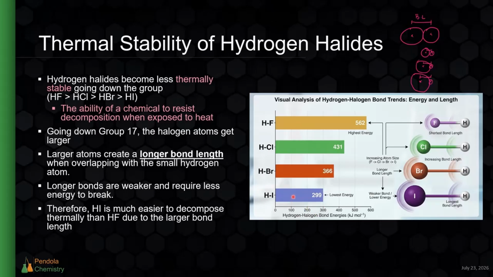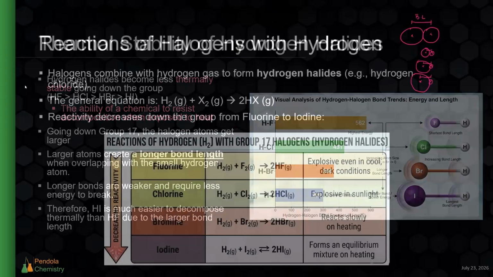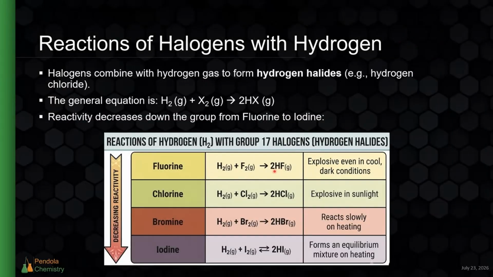As we go down the group, the atom of the halogen gets larger, which makes the bond length longer. Longer bond length means lower bond energy, and so it's a lot easier to break that bond and decompose a compound. That's it. That's the thermal stability of hydrogen halides, why it happens, and again, how that relates to the reactions between hydrogen and the halogens.